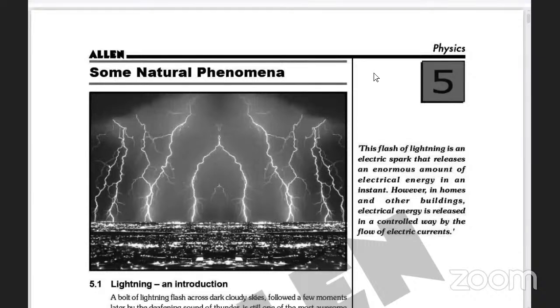So, did you observe anything in that picture? Anyone? Yes, the lightning was shown in that picture. Okay, and some more negative charges and positive charges in the clouds are shown there. Yes, I'll show a few more pictures.